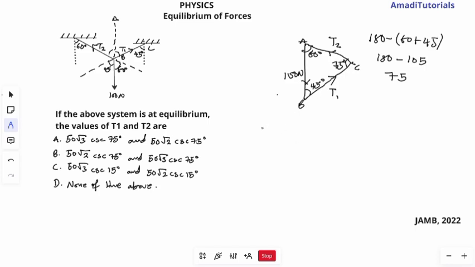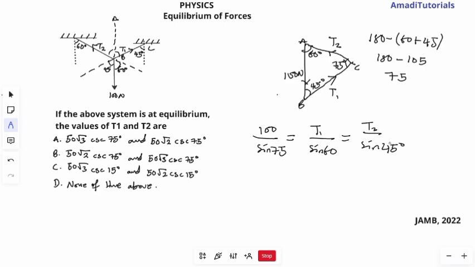75 degrees. So the sine rule states that 100 divided by the sine of the angle opposite it, that's 100 over sine 75, will be the same as T1, that's the side of this triangle, divided by the sine of the angle opposite it, that's sine 60, equals T2 divided by the sine of the angle opposite, that's sine 45.